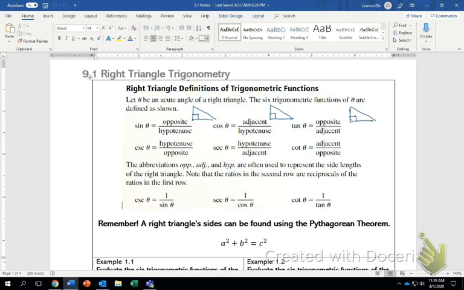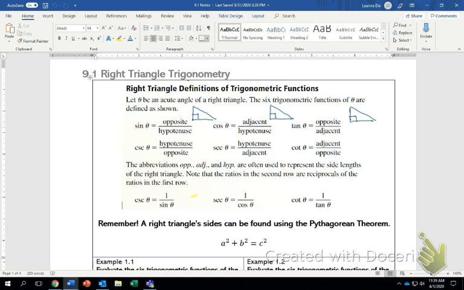All right, so 9-1 is the right triangle trigonometry. Again, from geometry, you guys should have remembered sine, cosine, tangent, cosecant, secant, and cotangent. With all of these, sine, everybody knows this, SOHCAHTOA, okay? When I was a kid, we learned it as like a song. It would be like SOHCAHTOA, SOHCAHTOA. So if you have that in your head, that's great because that's what you need to use.